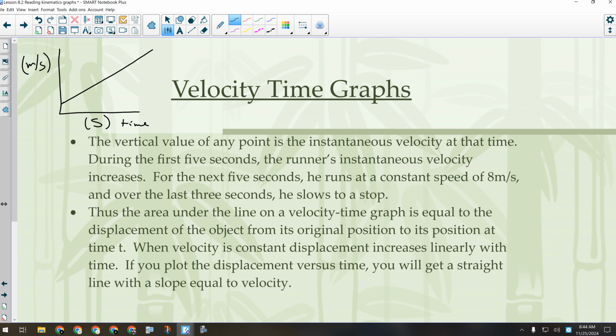On a position versus time graph, what did that look like? It does look like getting steeper. Right, it looked like a curve, right? Okay, is it going to look like a curve on this graph? No. No. In fact, what's that graph showing right now? Acceleration. Yeah.